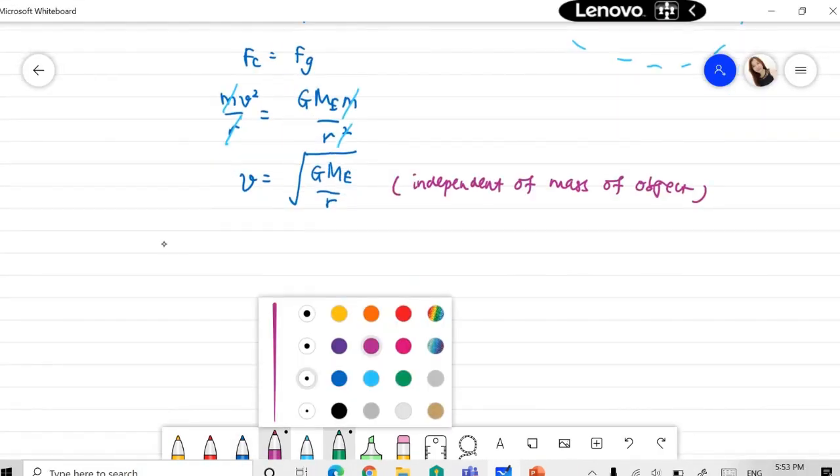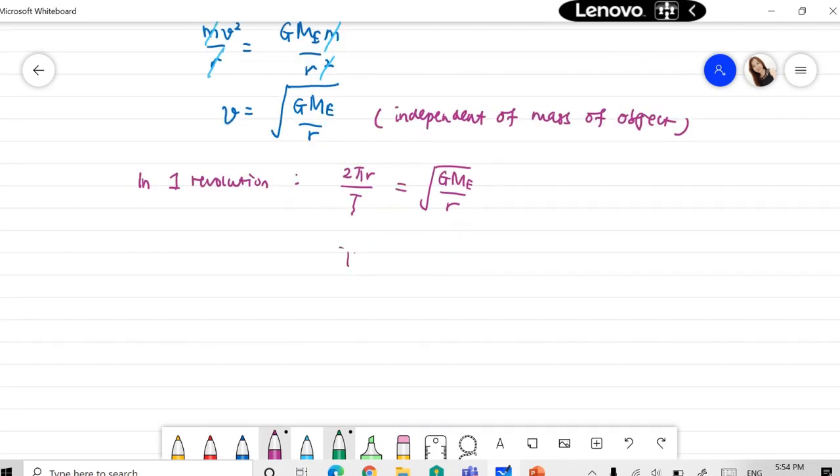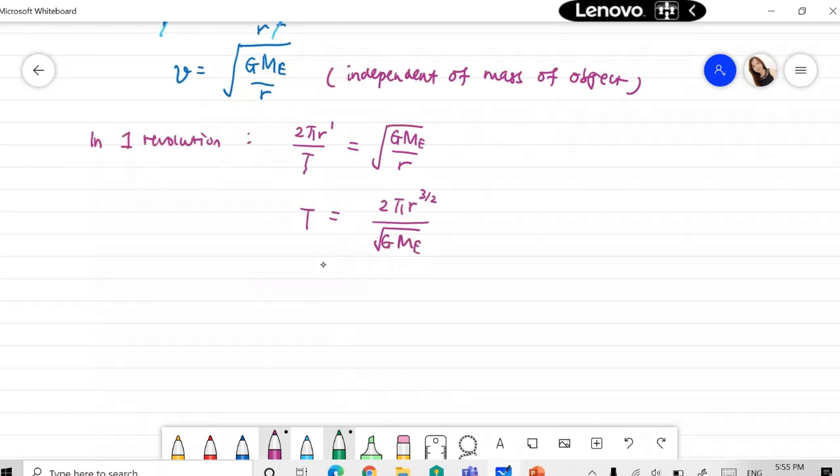In one revolution, we know that speed is defined as total distance traveled divided by time. In one revolution, the total distance traveled is 2 pi r, where r is the radius, and the time taken is the time period T. This speed is equal to the square root of G Me over r. If I rearrange the equation, T is equal to 2 pi r to the power of 3 over 2, divided by the square root of G Me. You can get a relation between the time period and the radius.